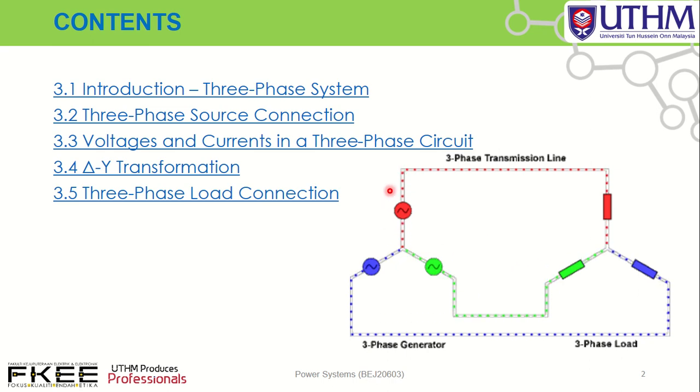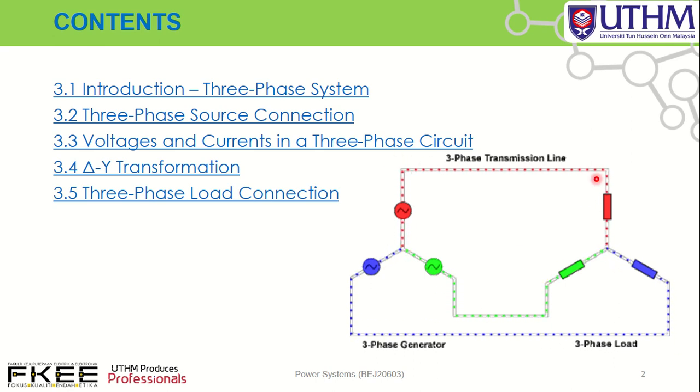Okay, this is a simple illustration of the three-phase system. Basically, we have three different sources: phase A, phase B, and phase C. It looks like we have three different generators. Three different generators from the source, and at the load side, we call it a three-phase load. We have three different loads, let's say load A, load B, and load C.